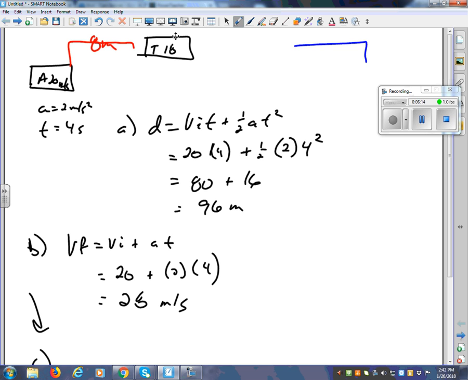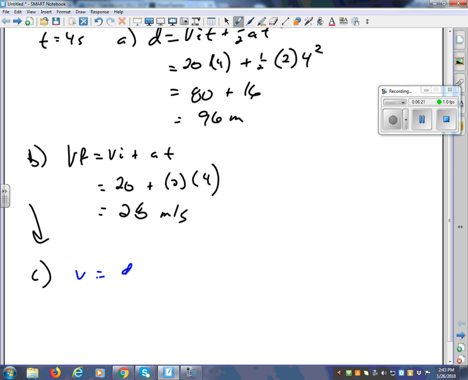Now, the truck is traveling at a constant speed, is it not? So that's pretty easy. V bar equals D over T. The truck is traveling at a constant 18.